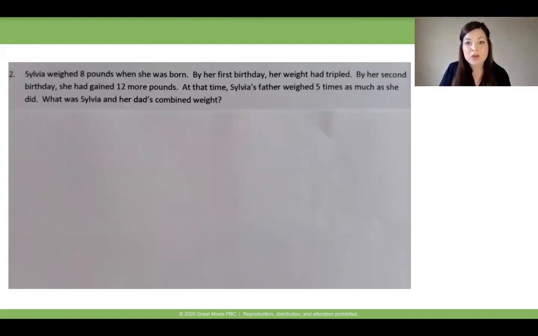Now, pause the video and draw a tape diagram to represent the story. Remember, if you get stuck, ask yourself, what can I draw to represent just that one part of the story? And when you're finished drawing for the whole story, come back and we'll compare our drawings.